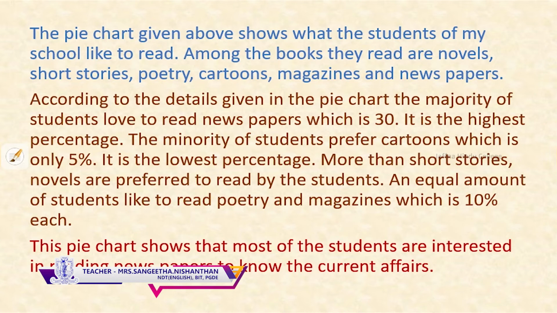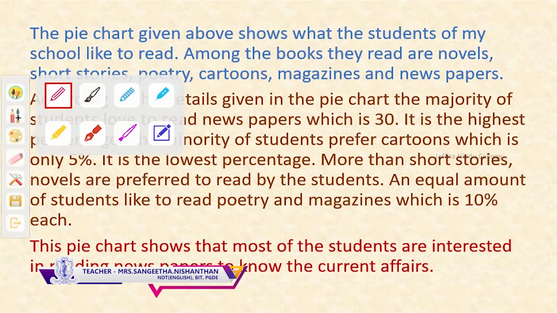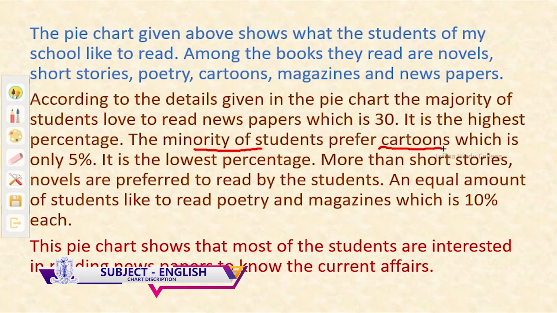The minority of students prefer cartoons, which is only 5%. It is the lowest percentage. More than short stories, novels are preferred to read by students. Don't write the percentage for each and every item. The highest, the lowest and the equal amount can be shown with the percentage. Otherwise, don't list everything from the pie chart, the percentage and the item. It will look like listing them. An equal amount of students like to read poetry and magazines, which is 10% each.